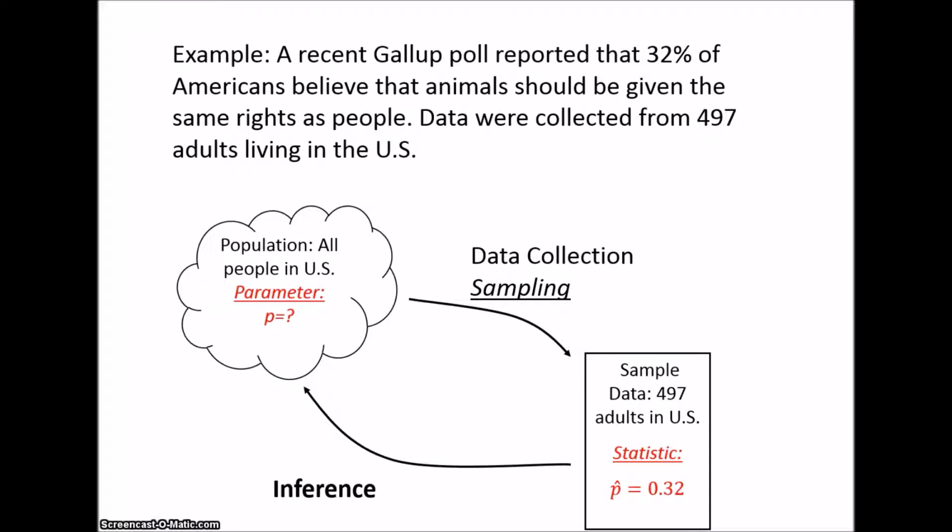Now, we don't have data from every single member of the population, so we don't know the true value of p. Instead, data were collected from 497 adults in the U.S., that's the sample, and a statistic was calculated, that's a sample proportion, p hat, of 0.32. And so what the Gallup organization is doing is estimating the proportion, the true parameter, p, the proportion of all U.S. adults who believe animals should be given the same rights as people, based on the sample statistic, p hat, of 32%.